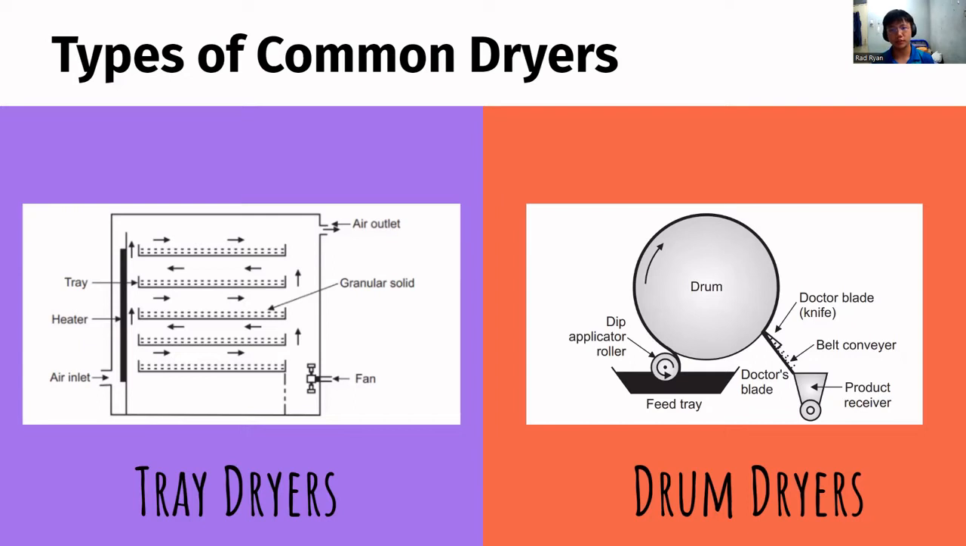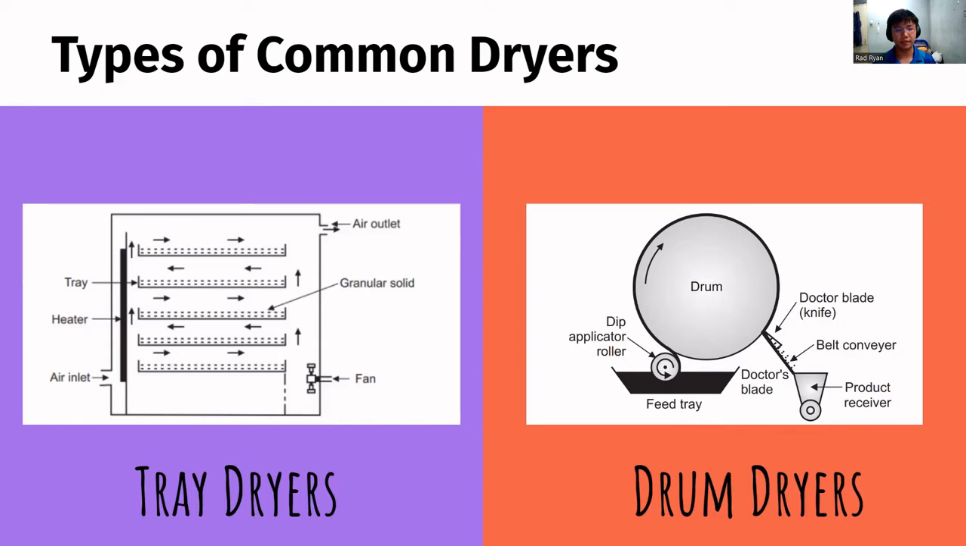Whereas for a continuous dryer, the continuous dryer uses a conveyor belt where wet solids will be passed through the dryer continuously, and hot air will be passed over this conveyor belt in a countercurrent configuration.